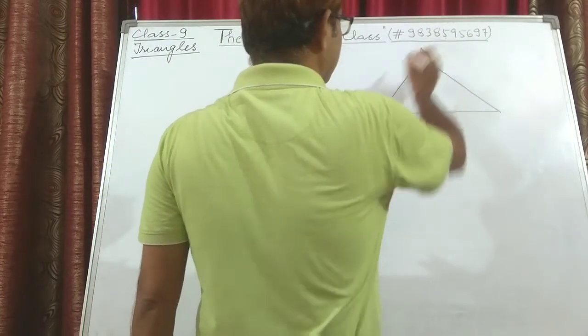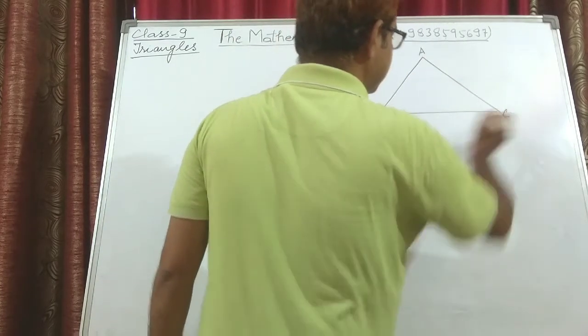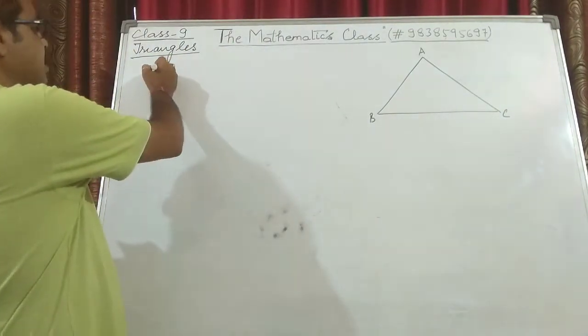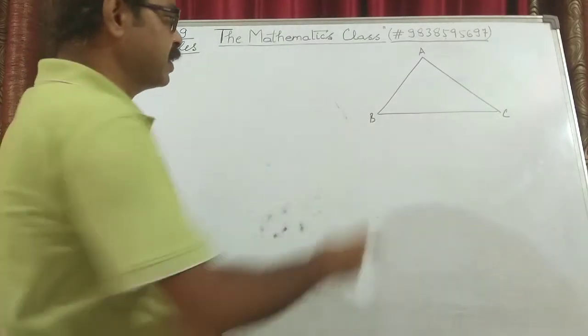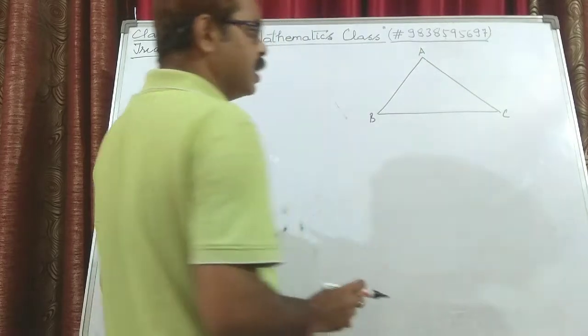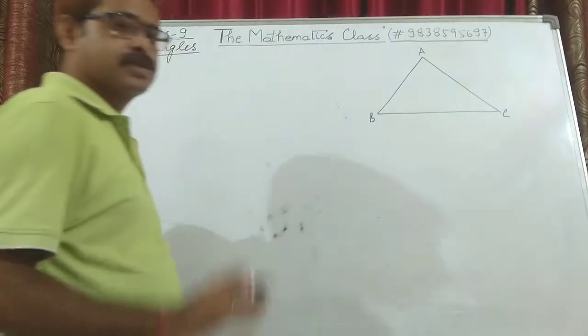Let us draw a triangle and name its points as A, B, C. Now in this, first of all, what is a triangle? A plane figure bounded by three straight lines. Bounded means closed. So you can see there, this is a closed figure which is closed from all the sides, and it has three sides AB, BC and CA. Therefore this is a triangle.